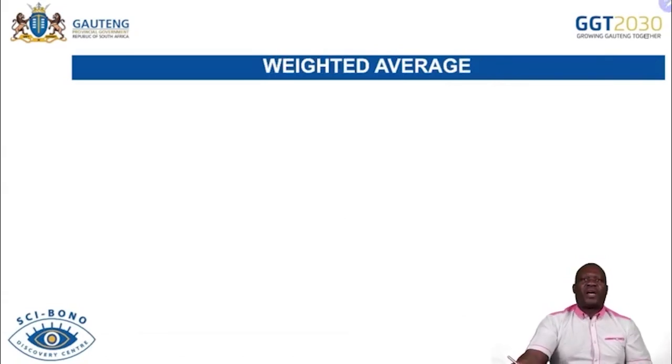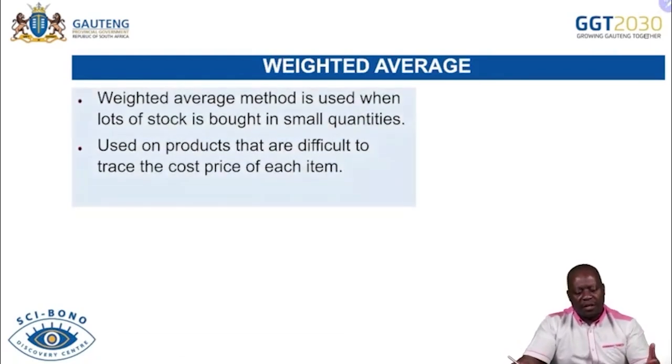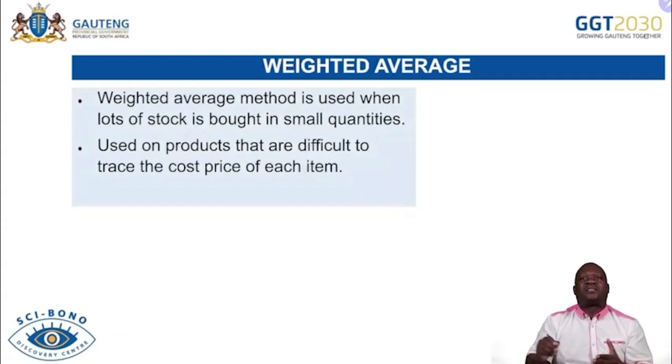The next one that we are looking at is the weighted average method. When it comes to the weighted average method, it is used when lots of stock is bought in small quantities. And sometimes when you're dealing with small quantities, we can't separate and say which one is old, which one is new. Think of when you are selling sweets and you want to use first in, first out. Are you going to win?